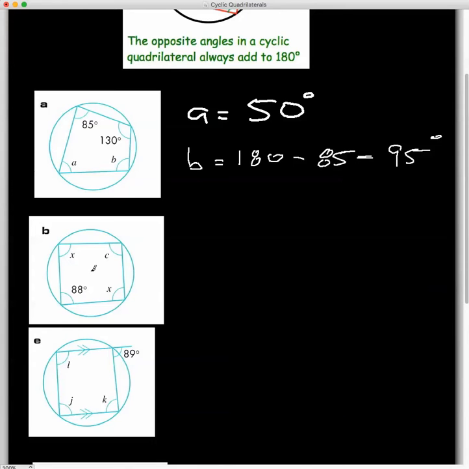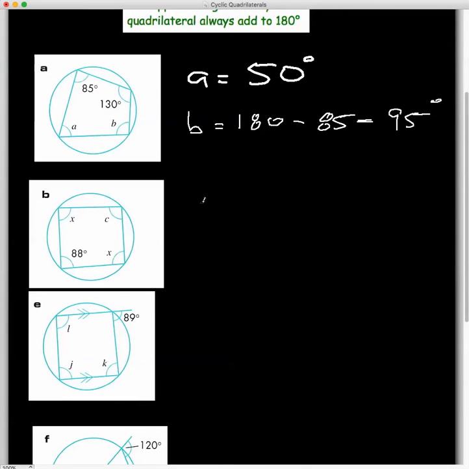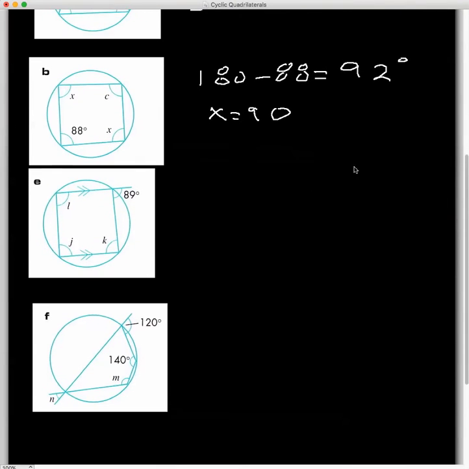Let's see, so part B looks like a fairly straightforward one too. So 88 plus what gives us 180? You can do that simply on your calculator, 180 minus 88, and that gives us 92 degrees in this case. Okay. For x, well, we know the sum of these two has to add up to 180, so x has to be 90, right? 90 plus 90 is 180. So once again, quite a simple one.